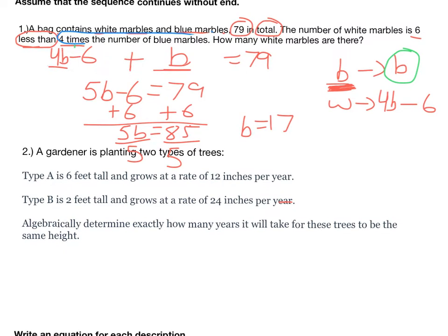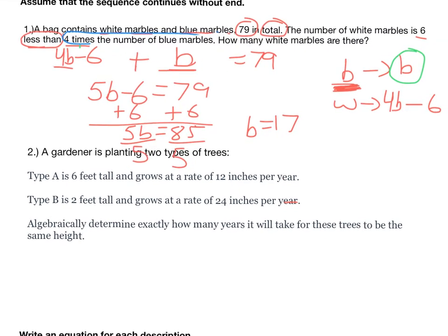I'm sorry, I was about to move on, but this isn't our answer though, because if we remember, b stood for the amount of blue marbles that we have, but they're asking for the amount of white marbles. So the easiest way to do this is, if there's 79 in total, and there are 17 blue marbles, that means 79 minus 17 would give you your white marbles, which if you do that, you get 62. Right, 62 would be the amount of white marbles that there are.